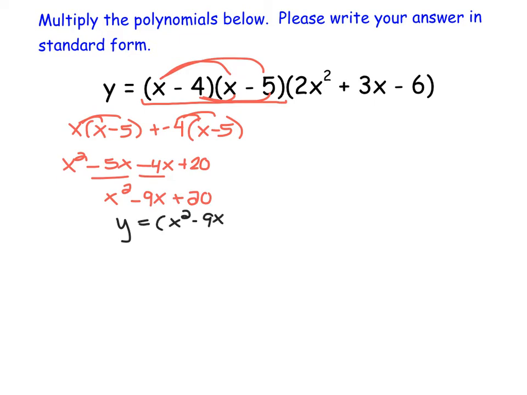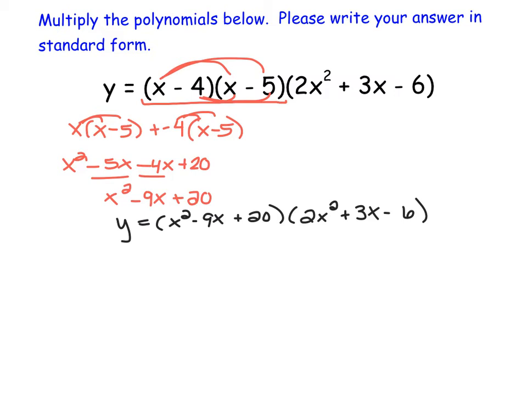So what we found is that first multiplication results in x squared minus 9x plus 20, and we're multiplying that by 2x squared plus 3x minus 6. You'll see that my problem has changed slightly, but we can still see, okay, we multiplied the first two together, and now we're going to multiply the product of those first two times that third polynomial. And so from here, it's the exact same process.